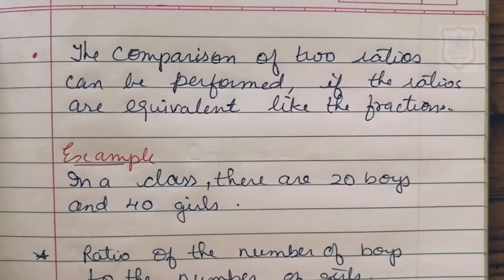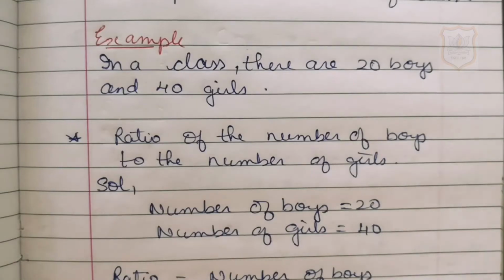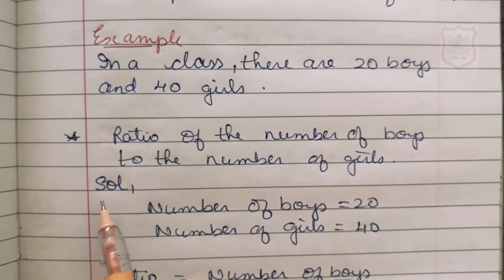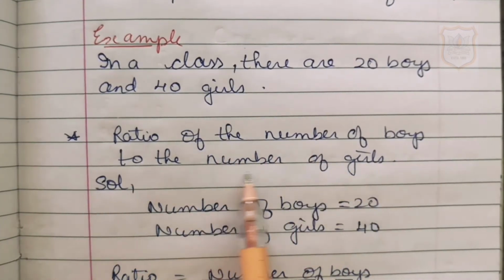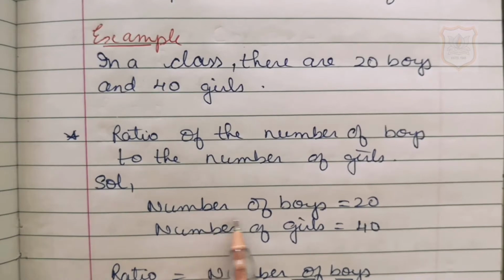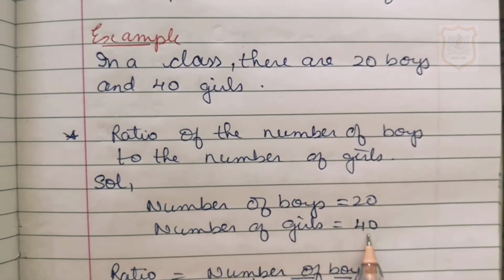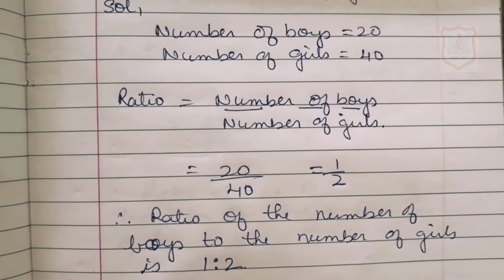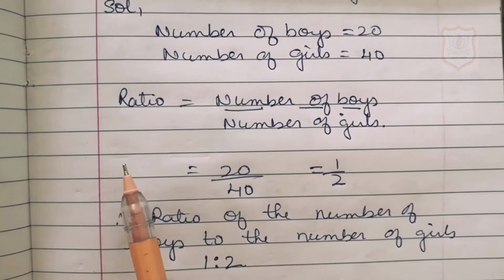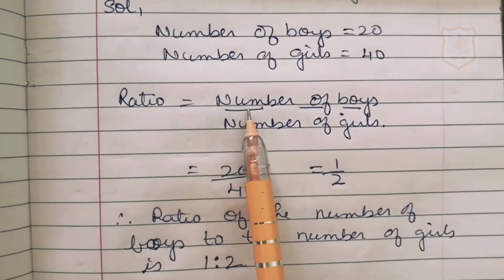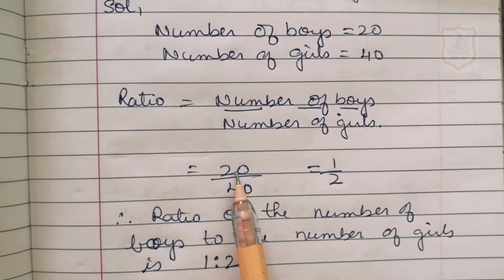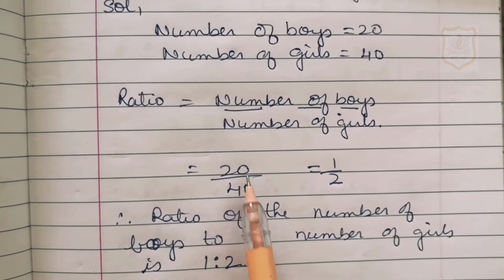Students, I will explain this with the help of an example. For example, in a class there are 20 boys and 40 girls. If you have to find out the ratio of the number of boys to the number of girls, then the solution is: here the number of boys is 20 and the number of girls is 40 in a class. Here the number of boys is written first, so we will write number of boys divided by number of girls, that is 20 divided by 40.